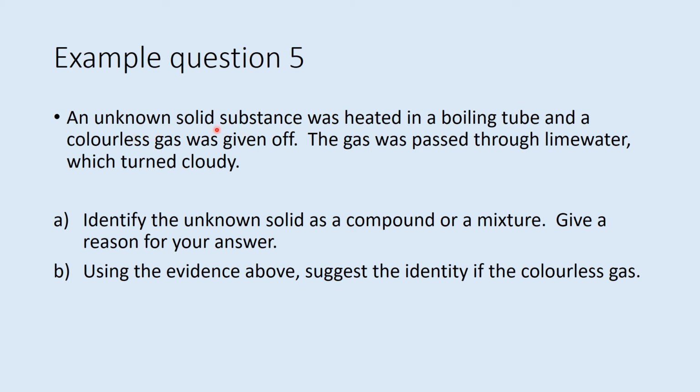So it says here, an unknown solid substance was heated in a boiling tube and a colourless gas was given off. The gas was passed through lime water, which turned cloudy. Right, so first part, you need to identify the unknown solid as a compound or a mixture. Now, in order to do that, you basically want to have a bit of a read of that question and decide what it's telling you in terms of a new substance being produced or not.